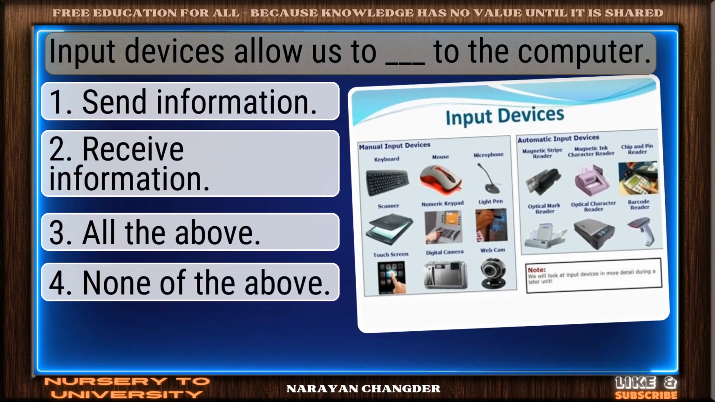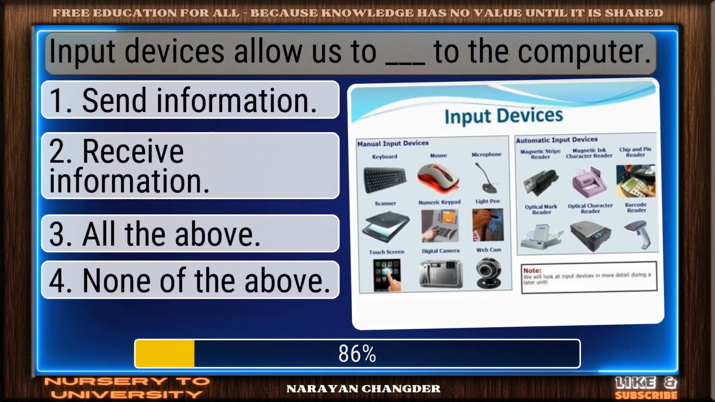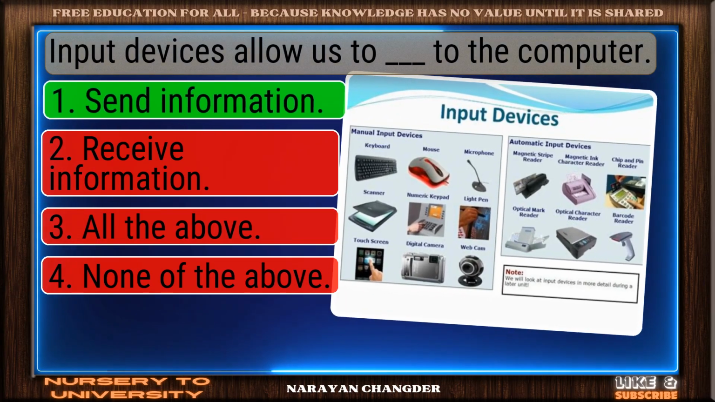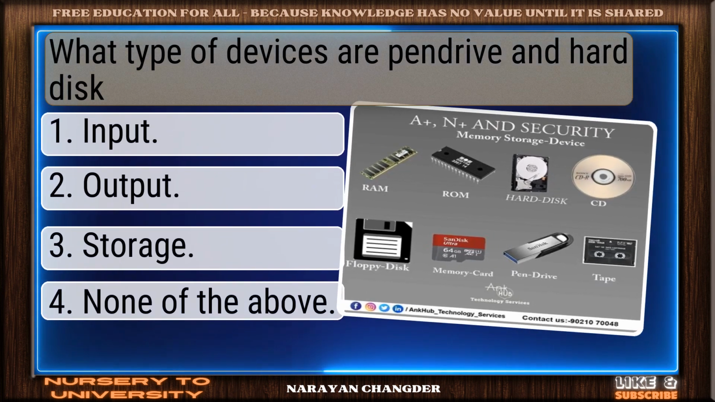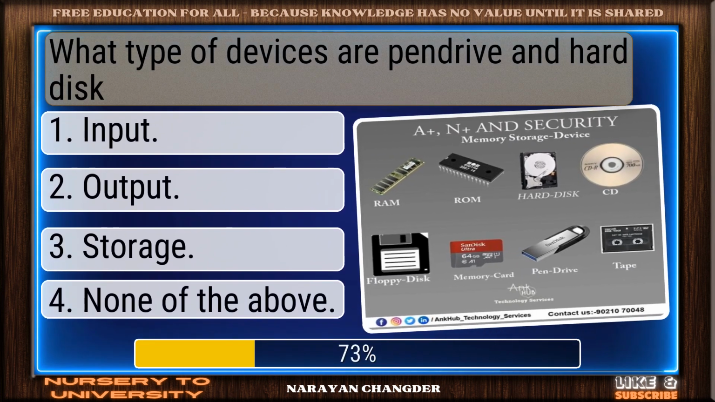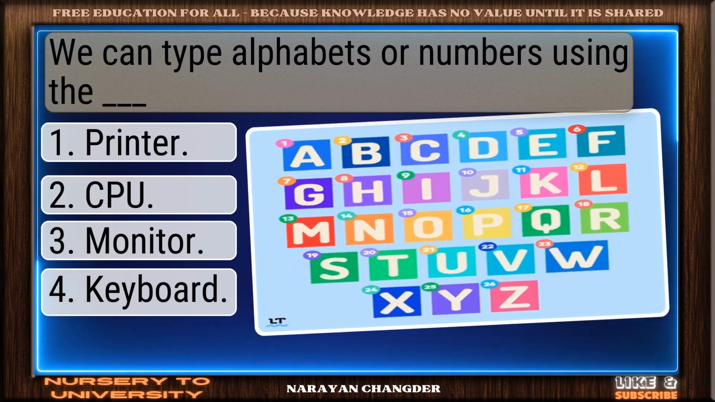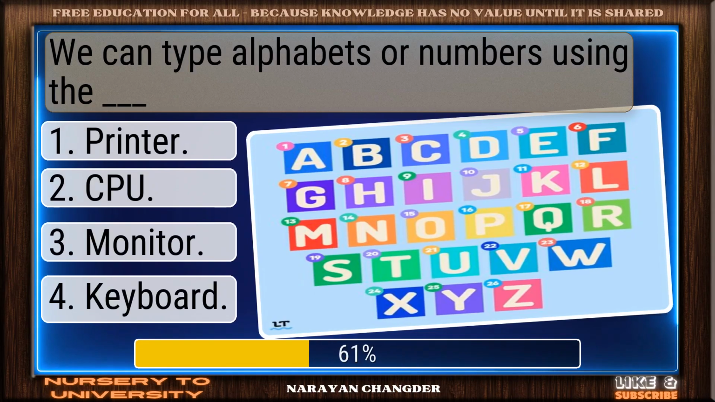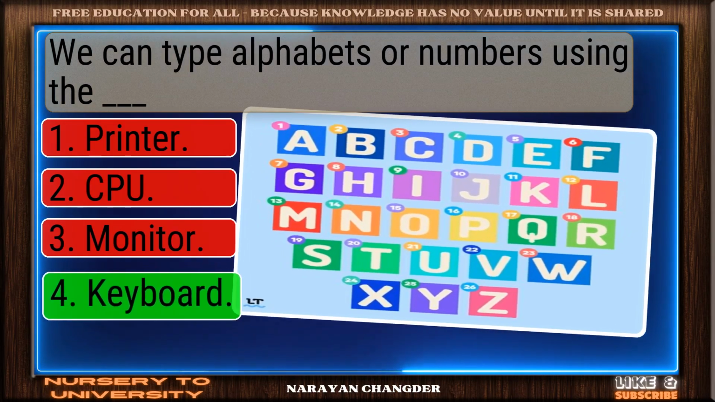Input devices allow us to dash to the computer. Nicely done. Send information is solid. What type of devices are pen drive and hard disk? You chose storage. Correct. We can type alphabets or numbers using the dash. Smart move. Keyboard is accurate answer.